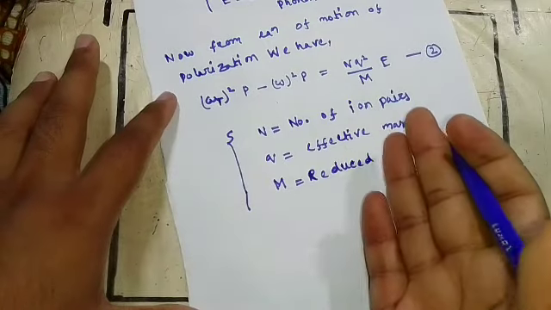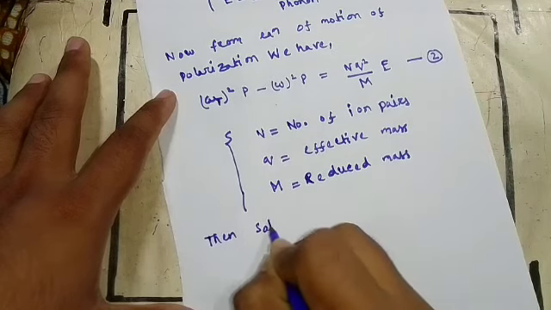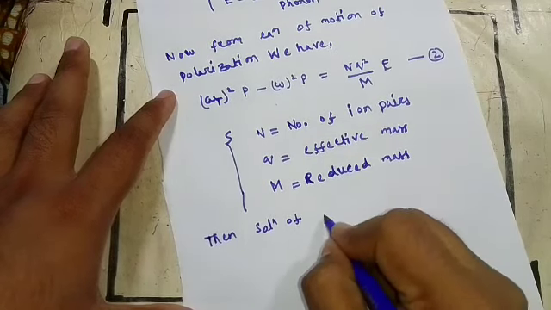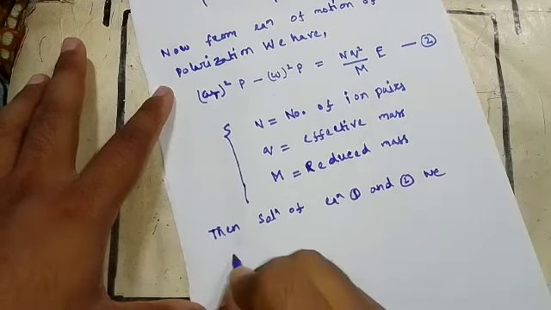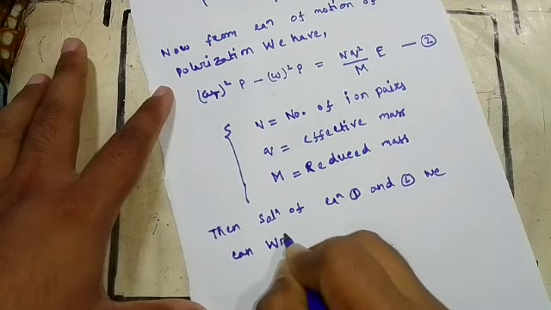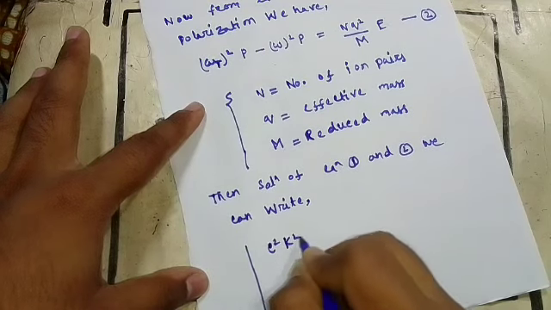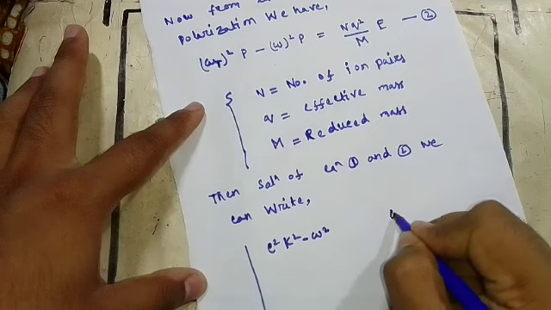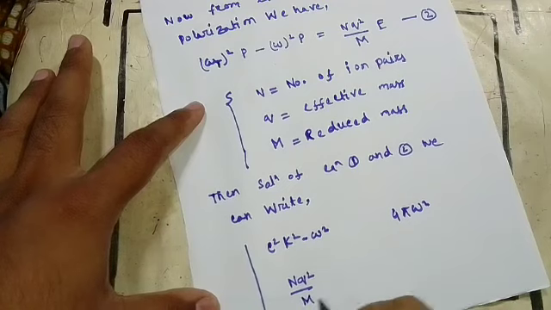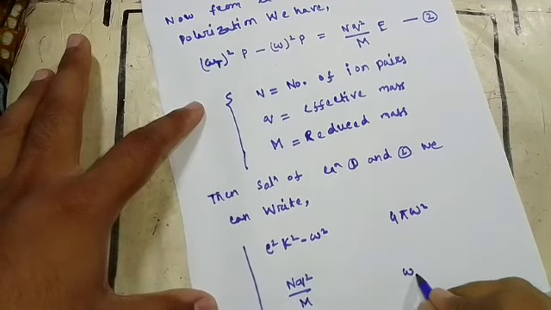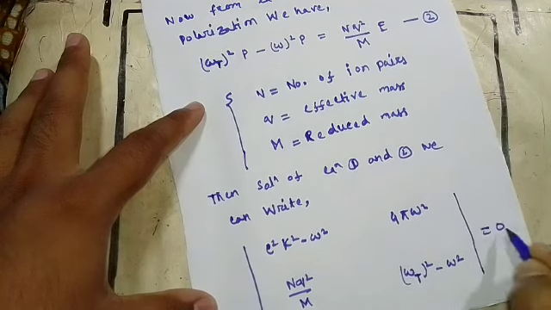So solution of equation 1 and 2 we can write the determinant of c square k square minus omega square, 4 pi omega square n q square by m, omega t square minus omega square, is equal to 0.